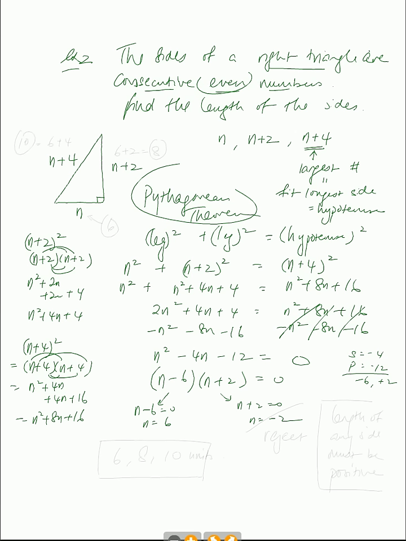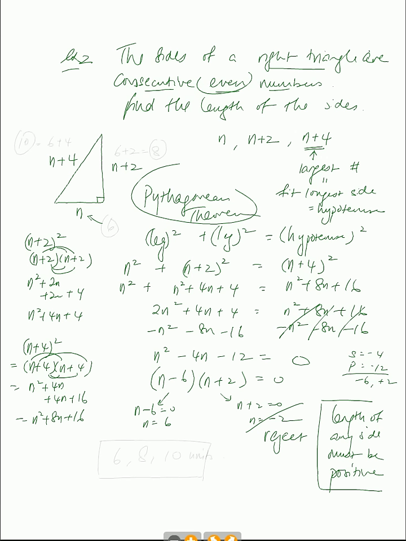Now earlier you noticed that we kept both numbers, positive and negative, but in this case I will have to reject n being negative 2. The reason is because the length of any side must be positive, okay? Because if you look at the picture, the n represents the length of the leg, and the length of the leg cannot be negative. So it does not make sense to say the length is negative 2 feet, or 2 whatever units is given.